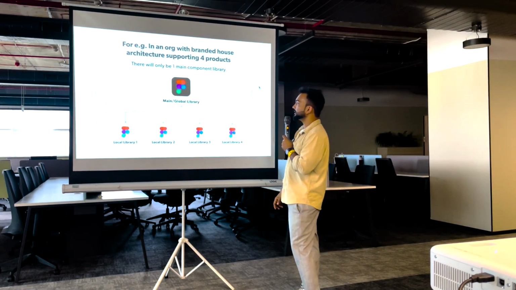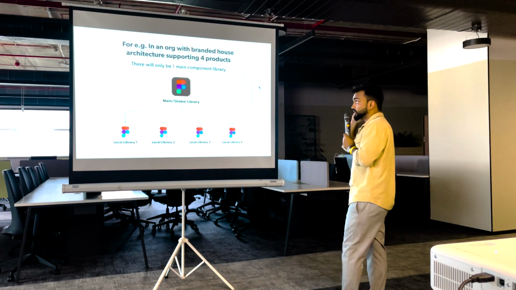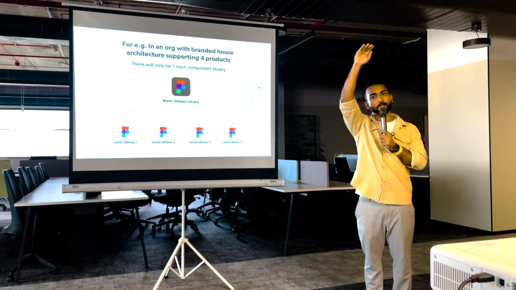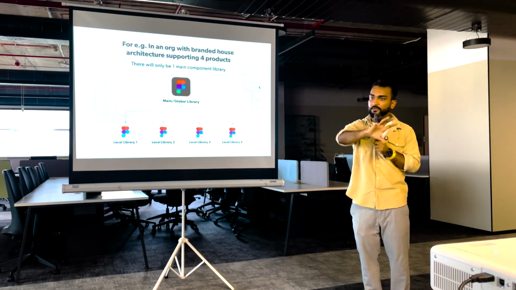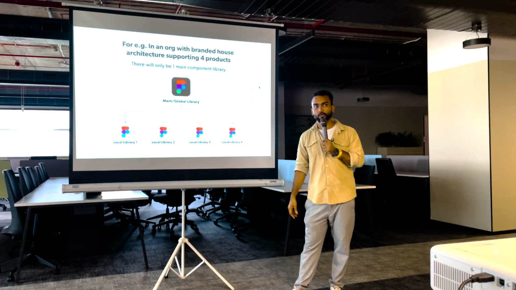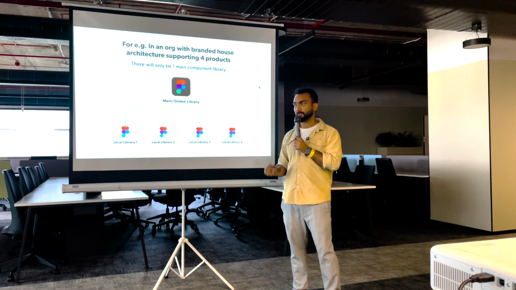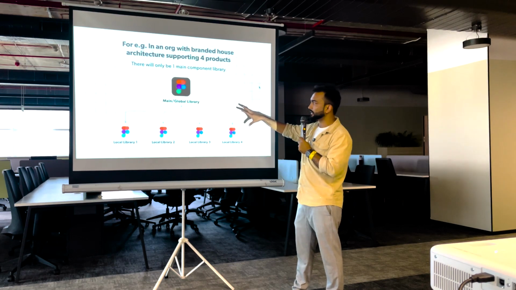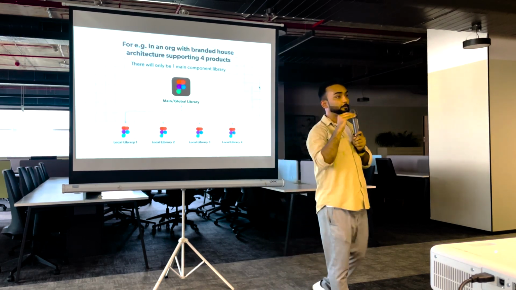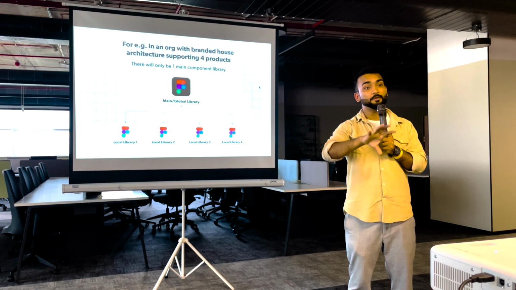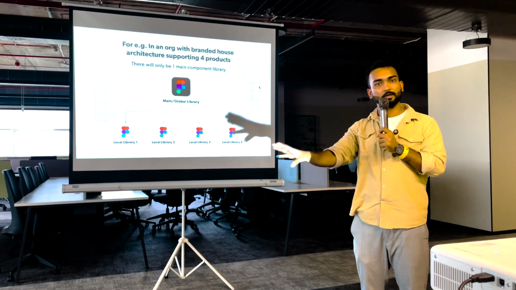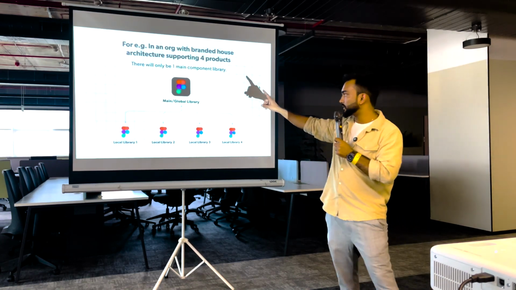Now, let's see. In an org with branded house architecture supporting 4 products. We remember branded house architecture, right? There was one parent brand and under that there were some brands, and all of them were looking exactly like the parent brand. Imagine Google is trying to implement design systems. The way they'll construct the architecture of their Figma libraries is they'll make one parent library, which will be their global library. In that library, they will put in everything that they want to be the same across the product. For example, all of the buttons. The primary buttons, because everything is following the same architecture, primary button will be the same. It is going to be there in the main library.